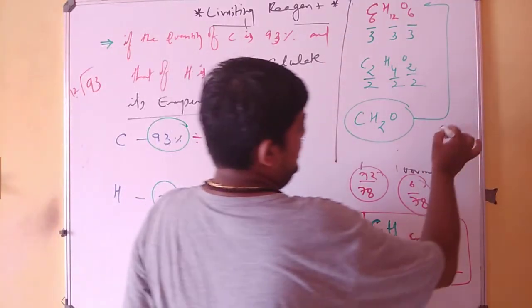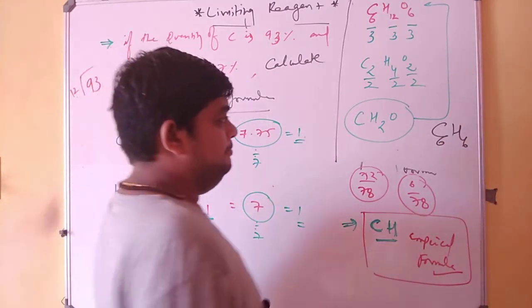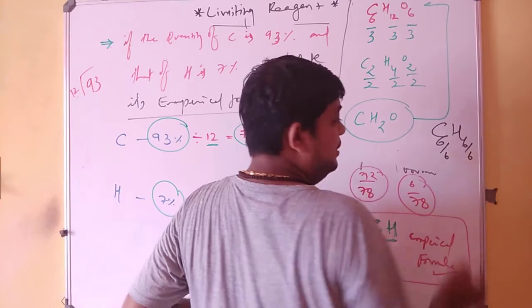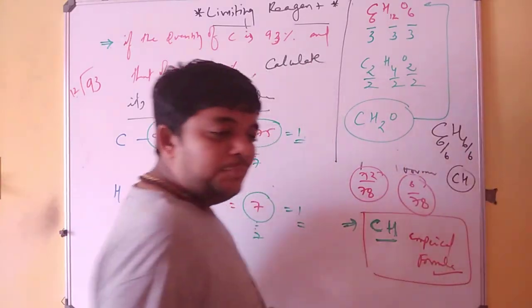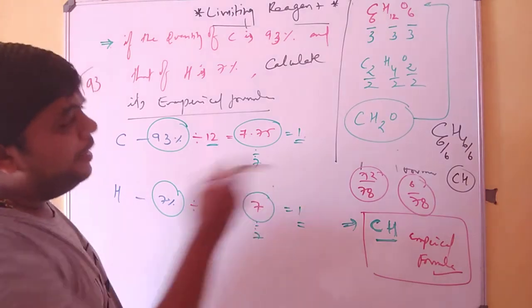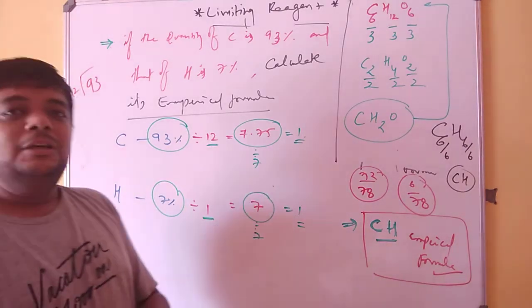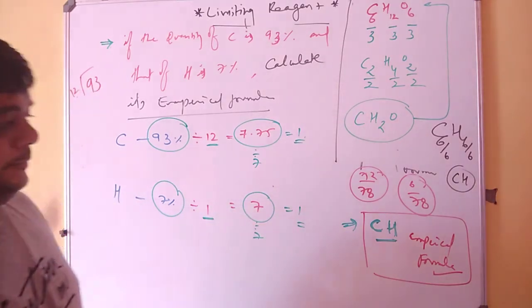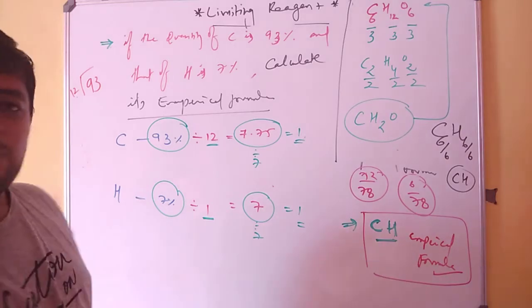If someone tells me C6H6, what is its empirical formula? Divide in such a way that all numbers can be divided by a single number: CH. This is my empirical formula. This is what you are supposed to learn. Empirical formula is a very simple concept over here.